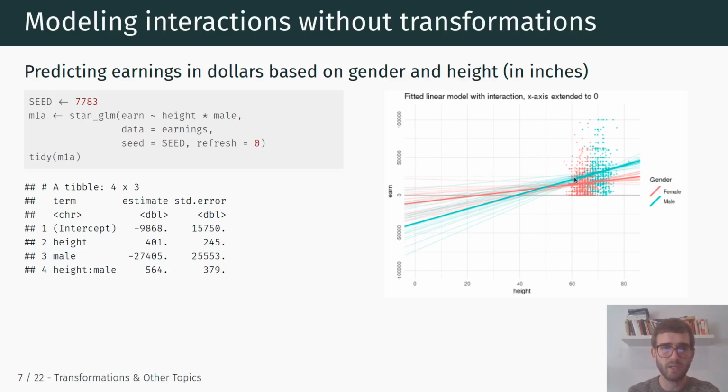Okay, so this is now the fitted linear model with the interaction, where we extend the x-axis to 0, and we see basically height ranges between something around 58, 59 inches, up to 70-something inches. Okay, so that's the range of heights that we observe in our sample. We of course have men and women. Men on average tend to be taller.